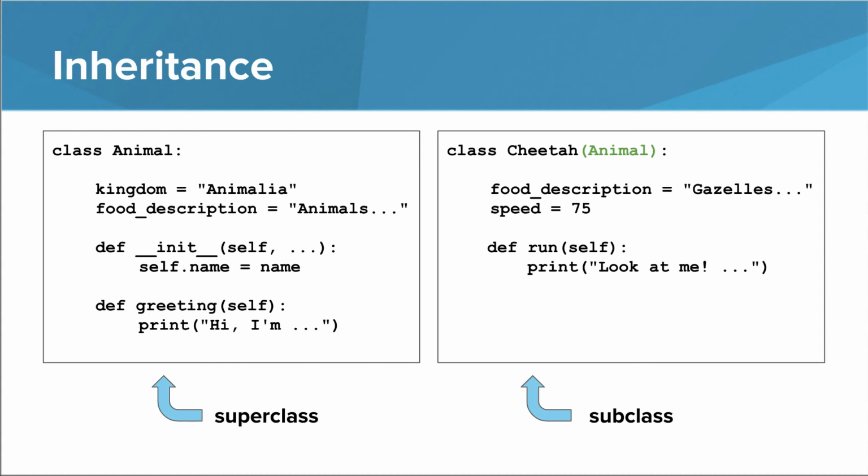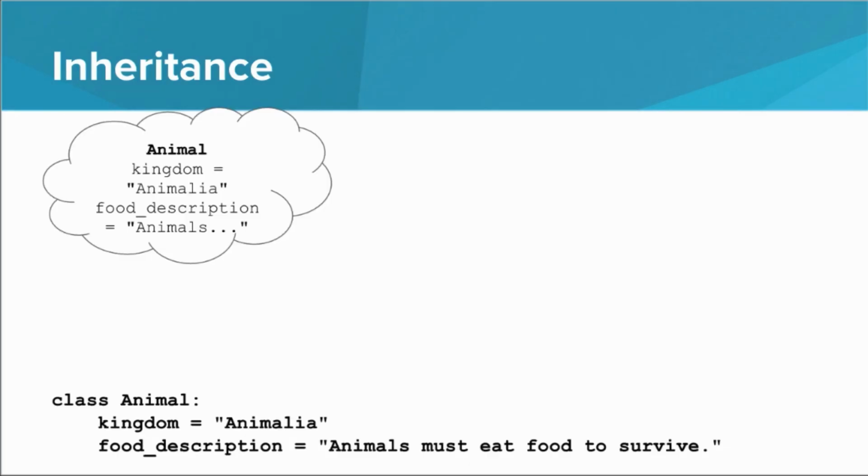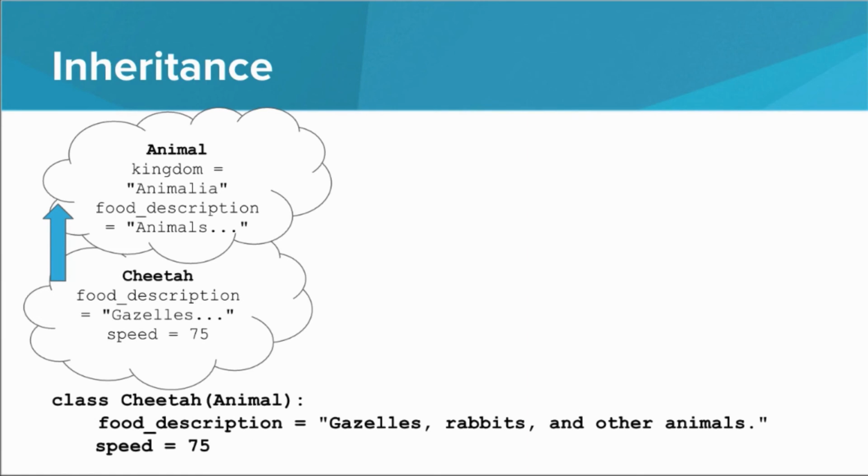Now let's use diagrams to illustrate what happens as we put these classes to use in a program. Here we have our animal class. It has a couple class variables. And here is our cheetah class. It has a couple class variables, one of which has the same name as a class variable in animal. And of course, the cheetah class is a subclass of the animal class. Let's look at what happens as we try to access these variables through the different classes first.